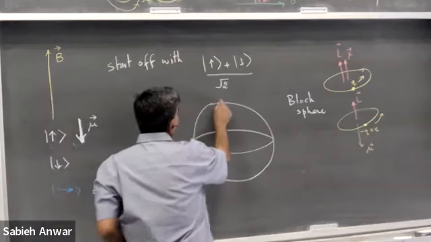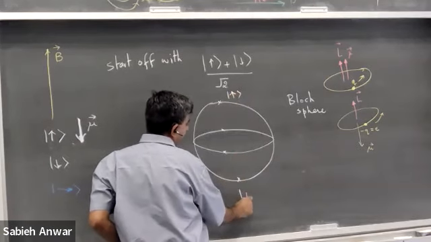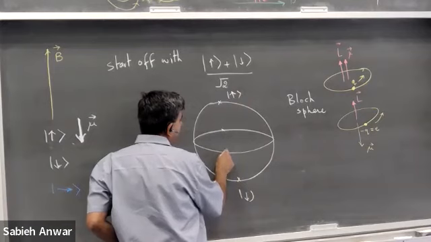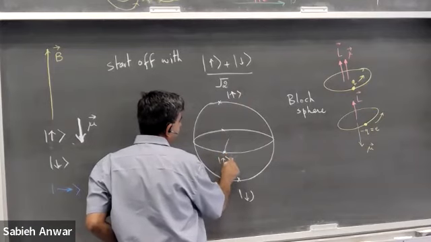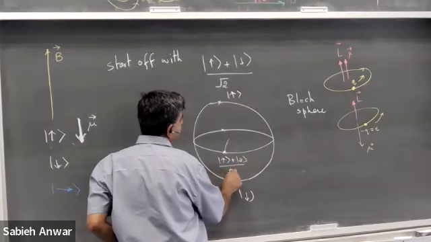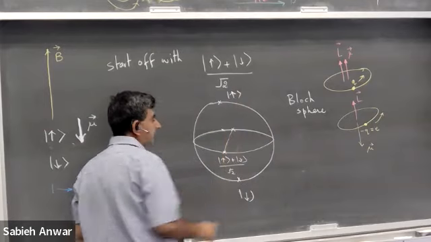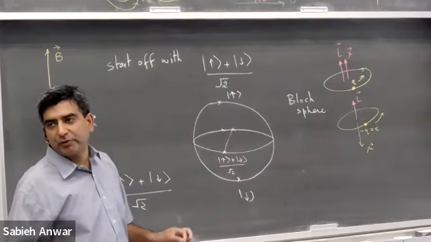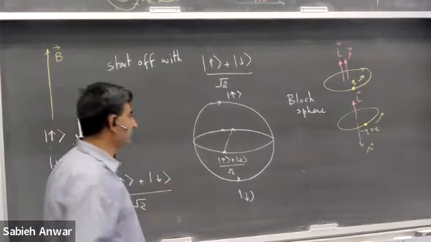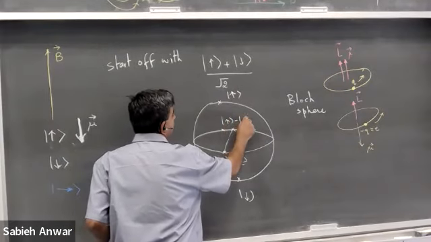On the North Pole, you have ket up. On the South Pole, you have ket down. Here, you have up plus down. This is the equatorial line. At the back of this equatorial plane, at the diametrically opposite side, you have ket up minus ket down.